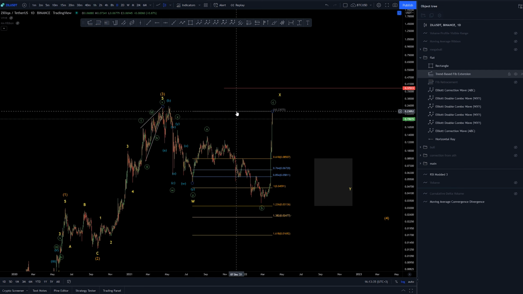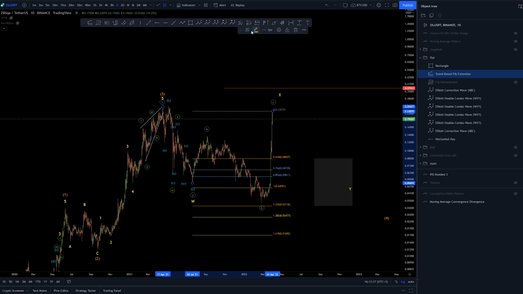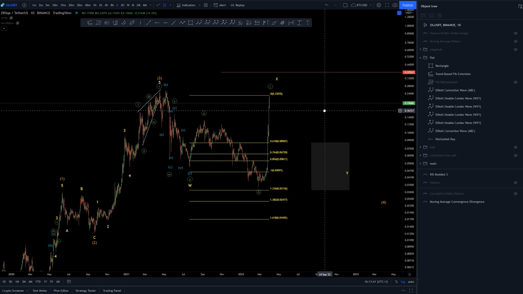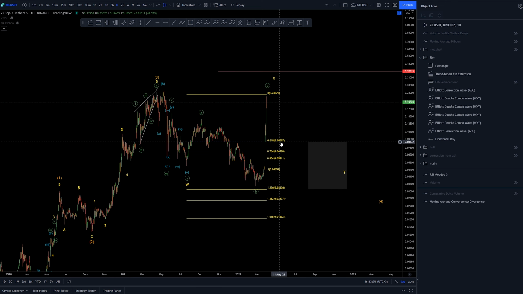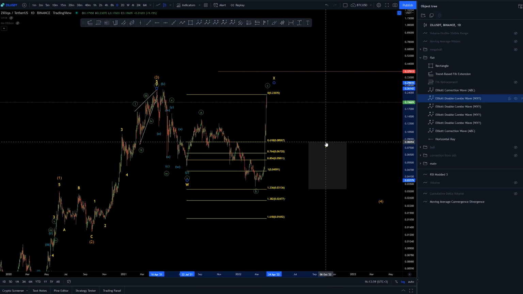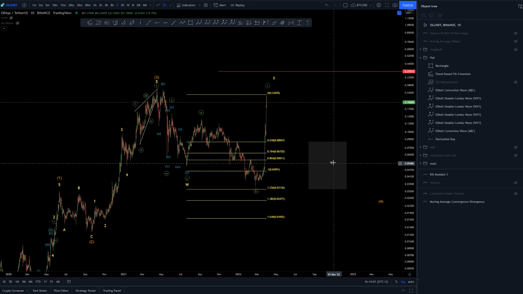And here is again a projection for the Y wave. Let me color it this way. So expected at least 0.618, around 0.08532 or 0.085, around that area where we would be looking for the least or the smallest amount of correction.